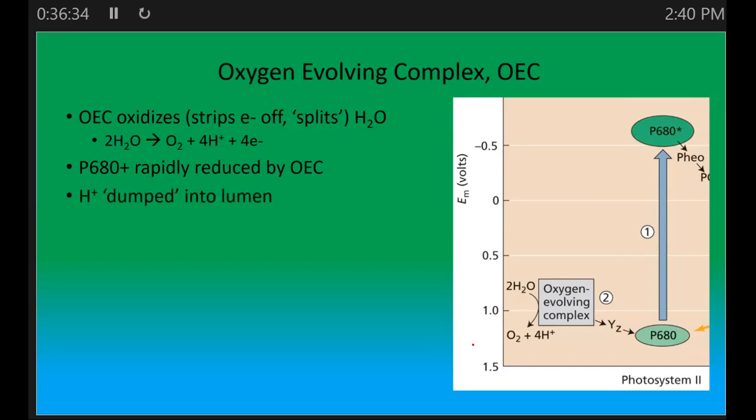As water is getting stripped off of electrons, another really important thing that happens is that those protons that get created as one of the products, those get dumped into the lumen portion, which is the interior portion of the thylakoid membrane. That's really important. We'll come back to that. It sets up a nice situation for the plant.